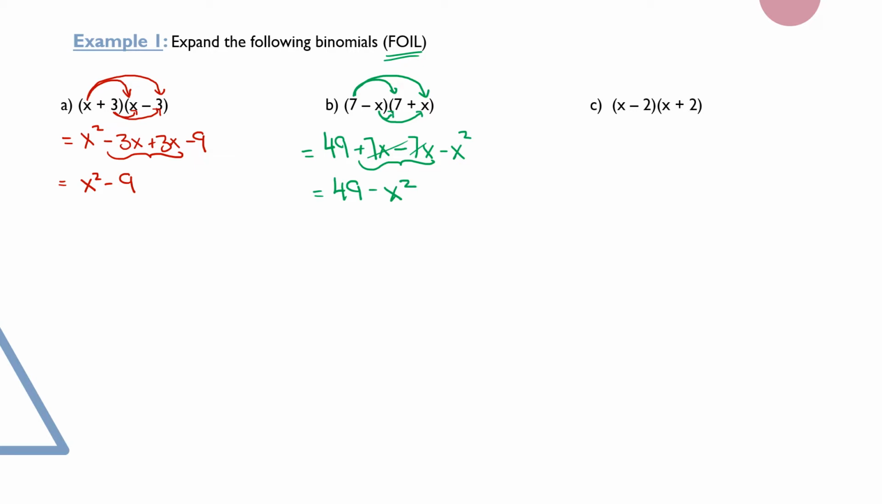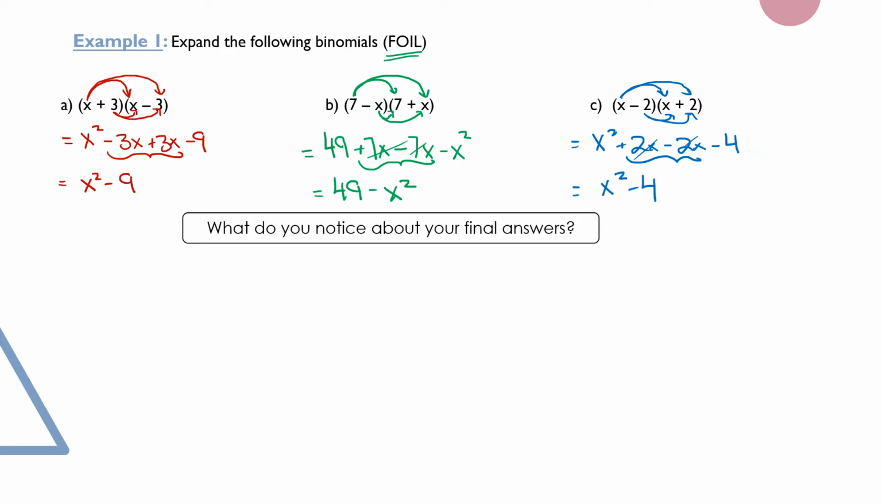One more. We're going to expand by first multiplying x into the first term. X times x is x squared. X times 2 is 2x. Now the next term, negative 2 times x is negative 2x, and negative 2 times positive 2 is minus 4. Again, our like terms in the middle cancel out. You're seeing a pattern here for what we're working on today. This gives us x squared minus 4.